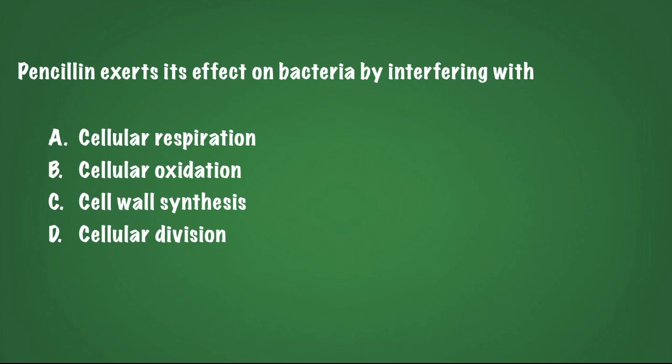Penicillin exerts its effect on bacteria by interfering with cellular respiration, cellular oxidation, cell wall synthesis, or cellular division. The correct answer is C, cell wall synthesis. Now, bacteria have a cell wall which is formed with the help of an enzyme called transpeptidase or penicillin binding protein, PBP. Penicillin blocks this enzyme, transpeptidase, and inhibits the formation of the cell wall, thus exhibiting its cidal effect. This mechanism is more effective for gram-positive bacteria than gram-negative, as the latter have an outer lipopolysaccharide layer.